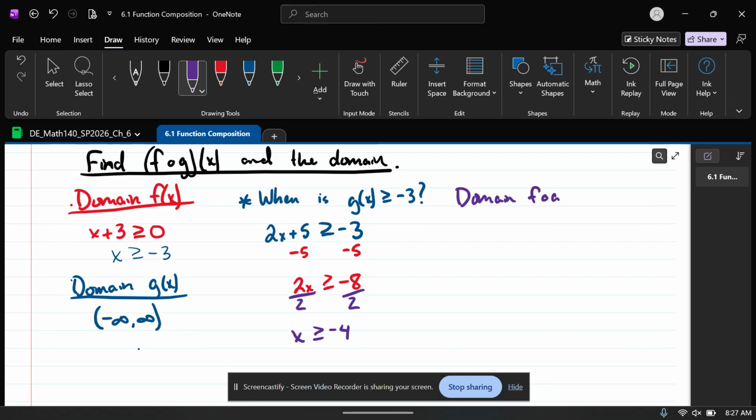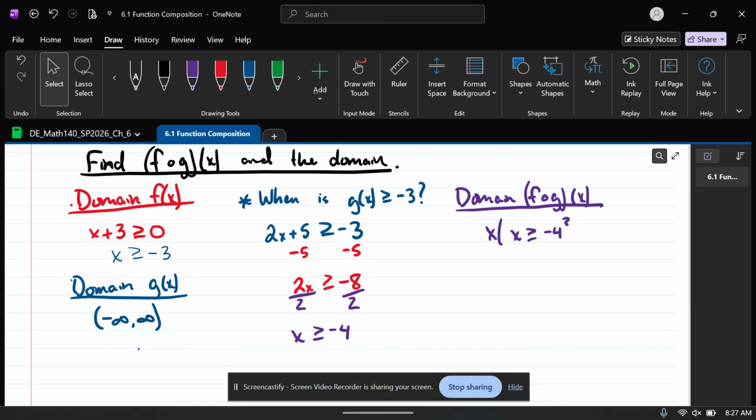for f composed of g of x. The domain of your composite function will always have the restrictions from the second function, and then if there's restrictions of the first function, when does the second function work that way? Well, the second function had no restrictions. It was all the numbers. So the only restrictions on the domain are where the second function met the restrictions of the first function. So it's only x is greater than or equal to -4. All x such that x is greater than or equal to -4.